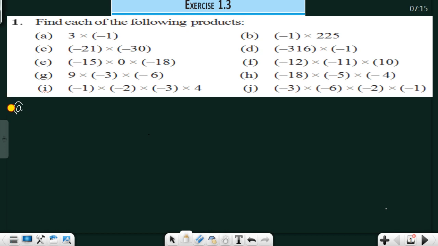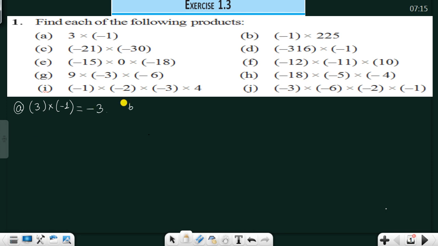Question number A is 3 into minus 1. We know that plus into minus is minus, and 3 into 1 is 3. The answer is minus 3. Right? Now question number B.